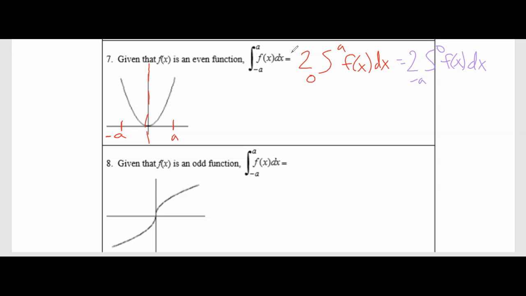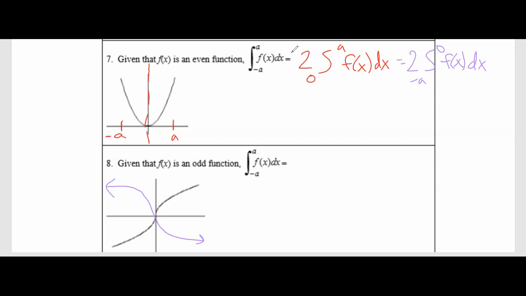For an odd function, it's a little bit different. An odd function is symmetrical about the origin, which means that, and again, it depends how it's drawn, right? Because you could have an odd function that looks like this as well, right? That's also symmetrical about the origin.